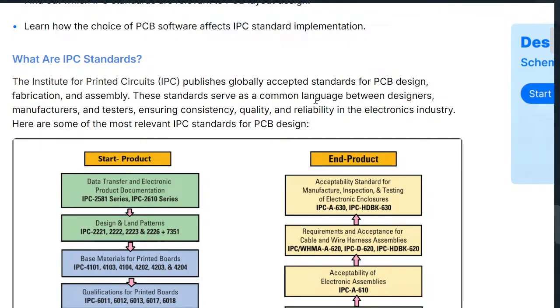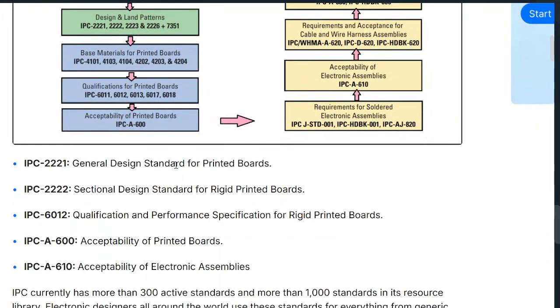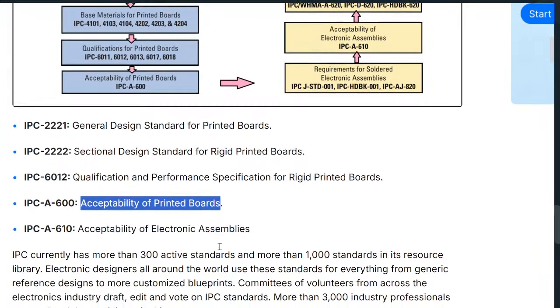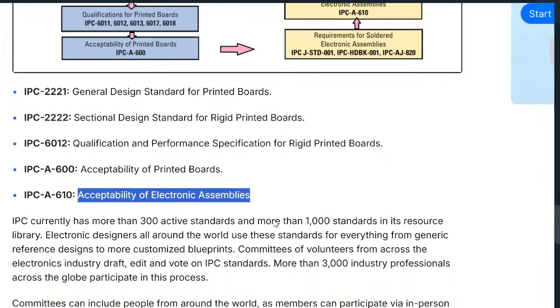These standards serve as a common language between designers, manufacturers, and testers, ensuring consistency, quality, and reliability in the electronics industry. So IPC-2221 General Design Standard for PCBs, IPC-2222 Sectional Design Standard for rigid PCBs, IPC-6012 Qualification and Performance Specification, IPC-A-600 Acceptability of PCBs, IPC-A-610 Acceptability of Electronic Assemblies.